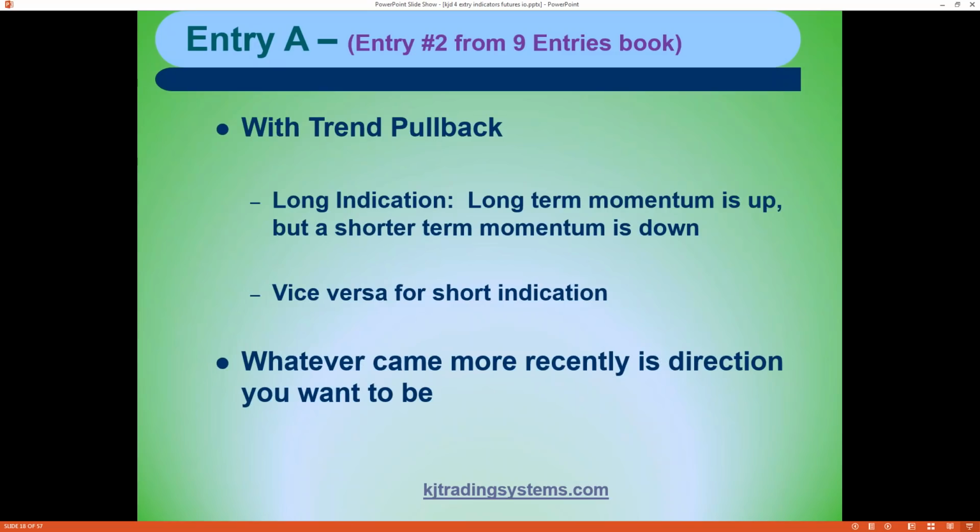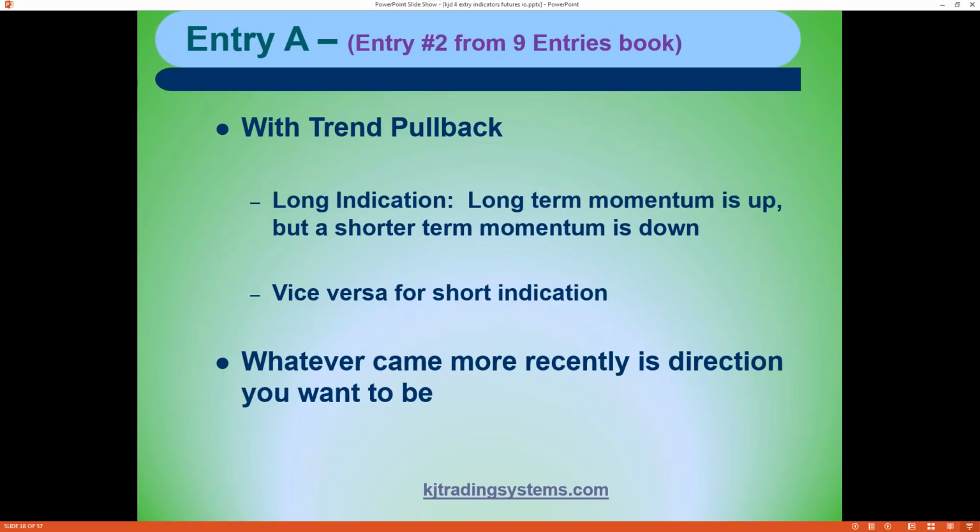Entry A, and this is entry number 2 that's in that free book that you can get. I call it a with-trend pullback. The whole idea behind it is the long-term momentum is up and the short-term momentum is down, and that kind of indicates a long. So the long indication is telling you to go long when the longer-term momentum is up, but it's kind of like a pullback, okay?